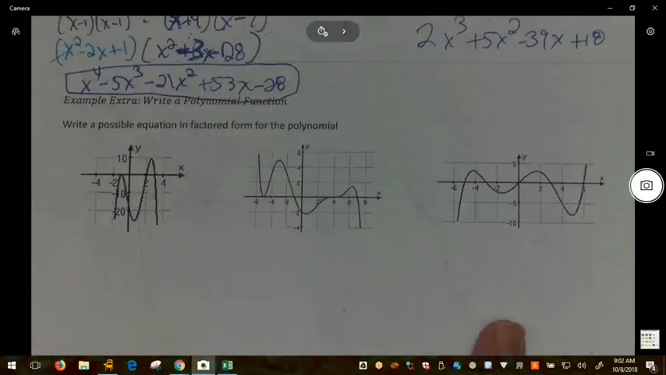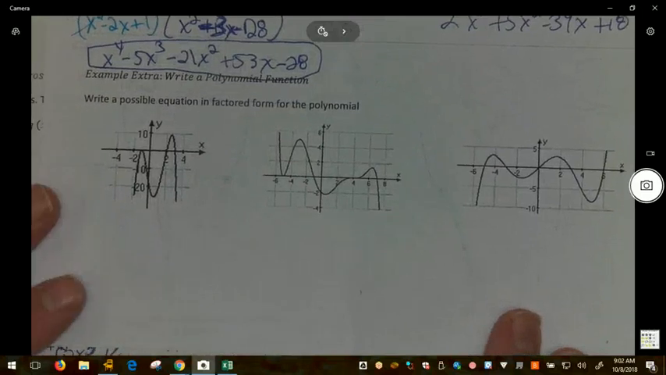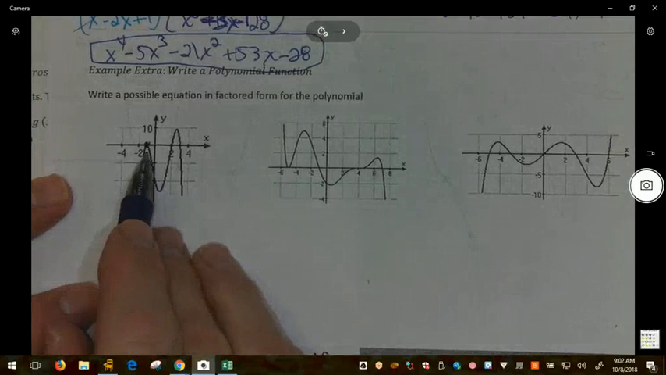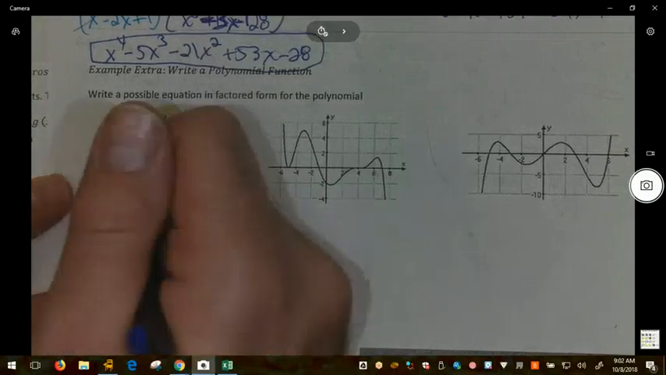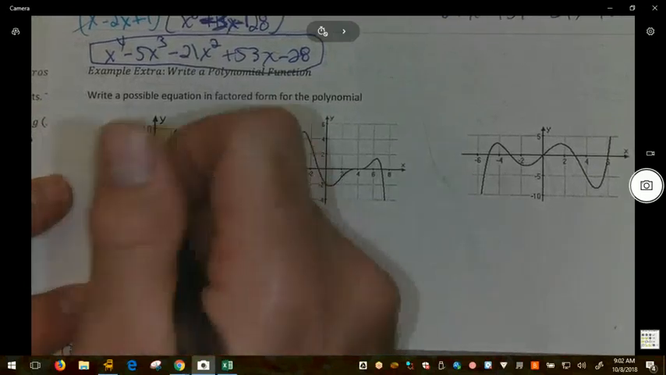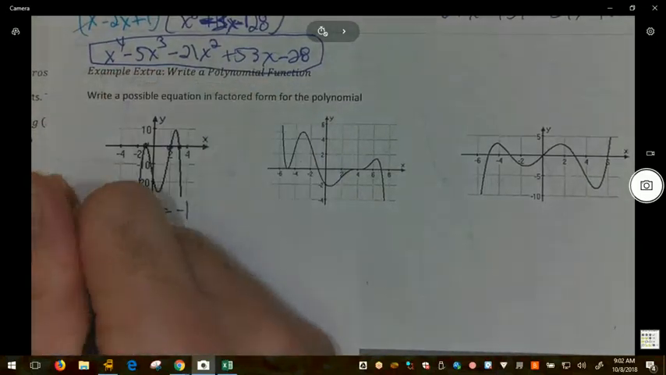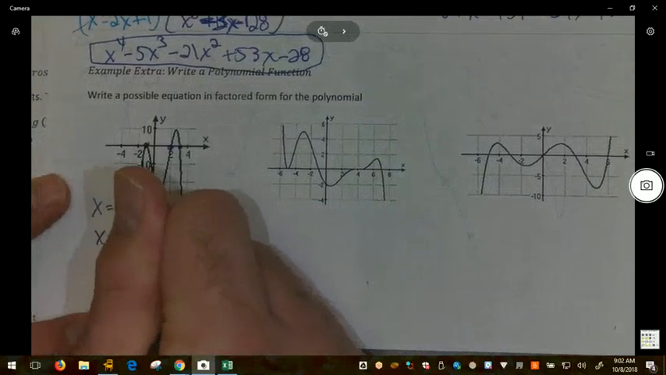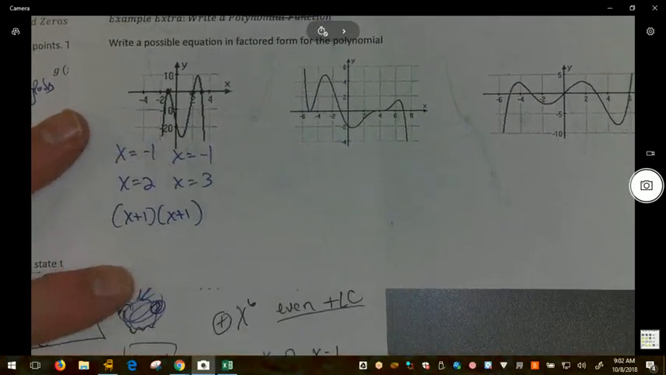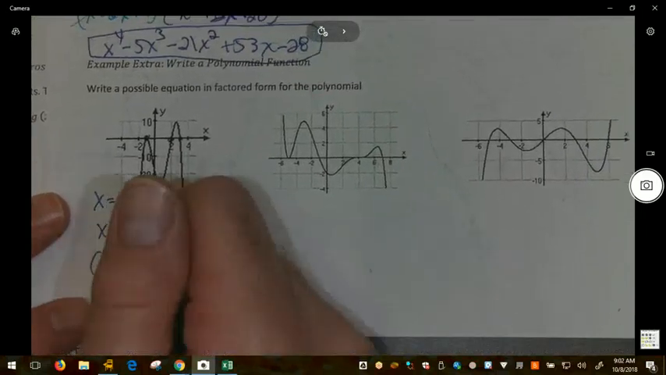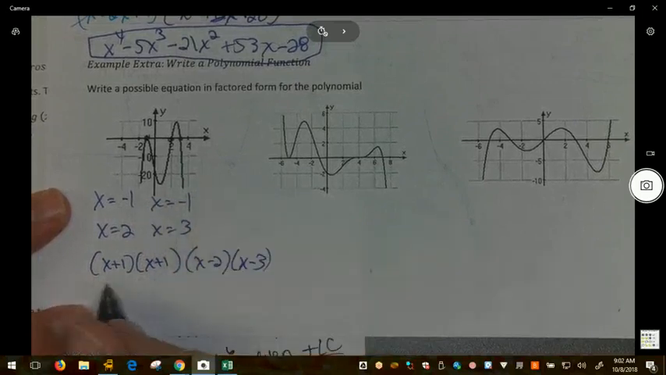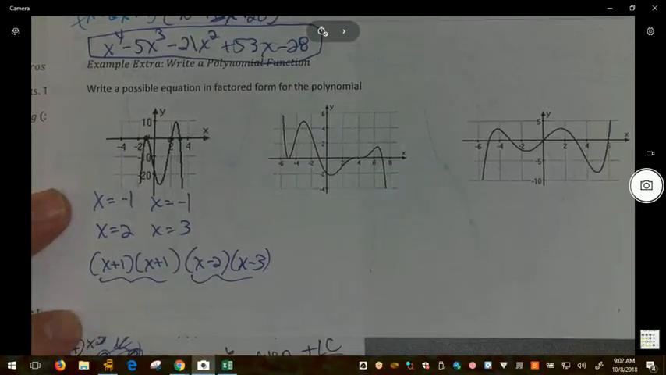Last example is what happens if we have it on the graph. We have to pay attention. Notice there is a bounce here. So that has even multiplicity at x equals -1. There are two factors. Here I have x equals 2 and x equals 3. So I'd have x plus 1 by x plus 1 by x minus 2 by x minus 3. And I would multiply these two out and these two out and then multiply them together.